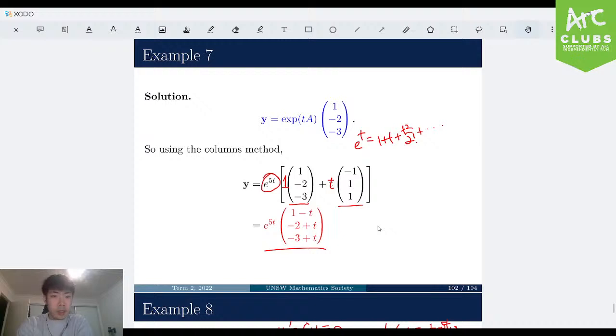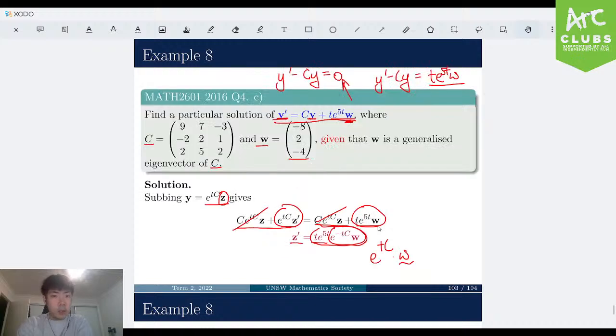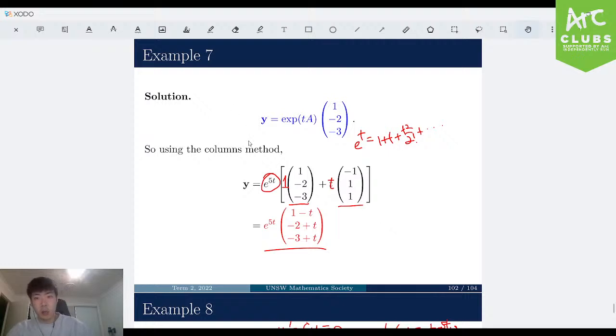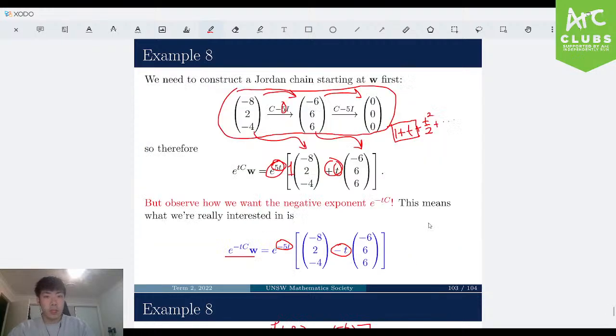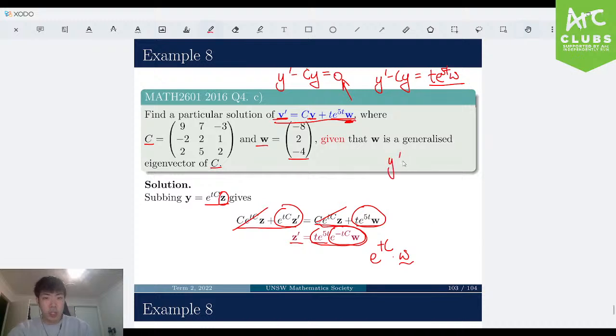I do believe that this is still a particular solution. This here would be yh, right? Because we solved the same thing earlier right here, but with y dash minus cy equals 0. We're now solving it as y dash minus cy equals t e to the power of 5t, right? So this has now turned into a non-homogeneous differential equation because we have a non-zero right-hand side.